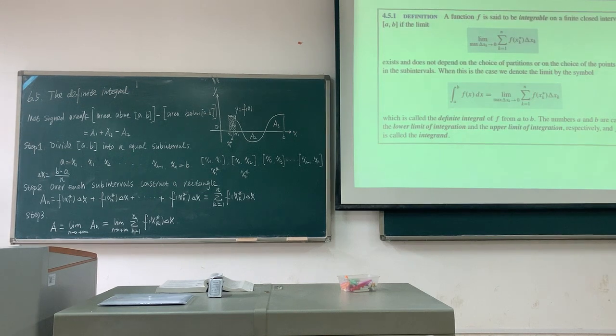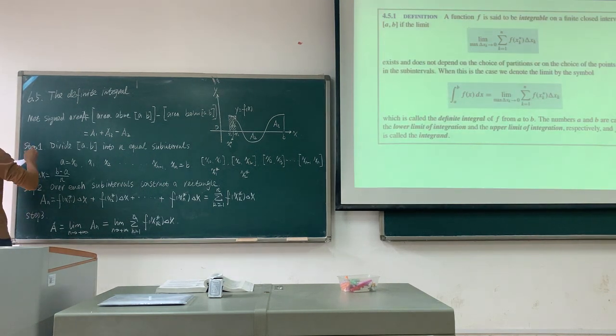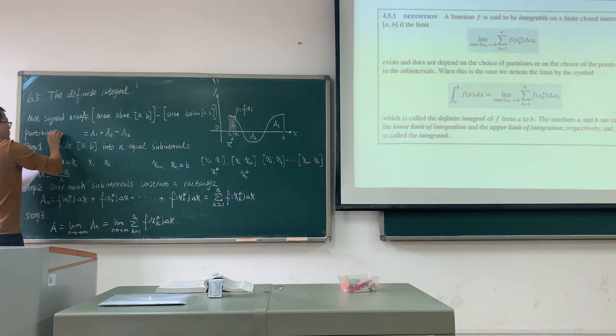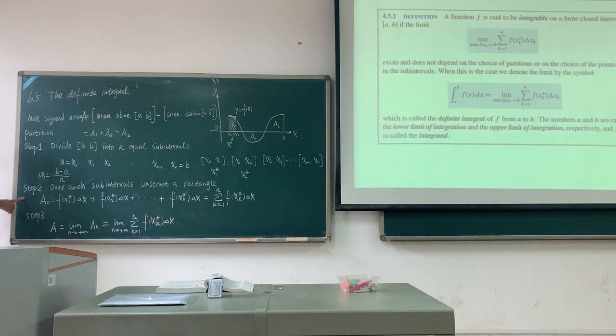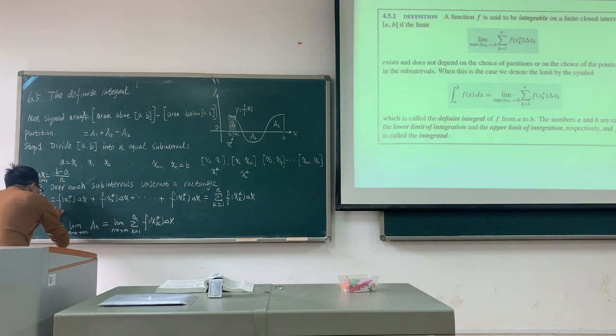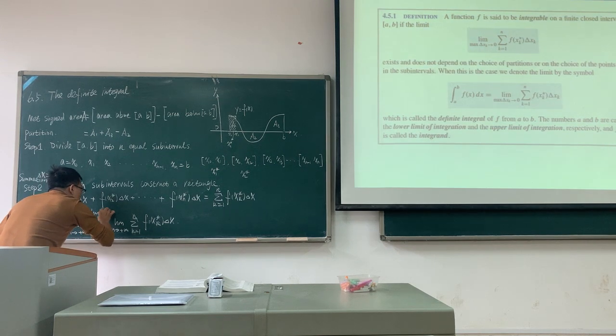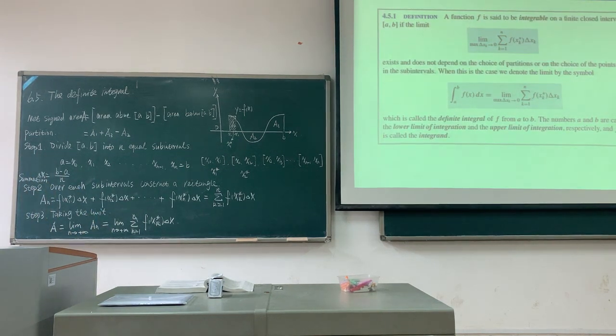So here this is the three steps. The first step actually has a name: it is the partition. So the second step is the summation. So the third step is take the limit. So here this tells us the third step to find the left side area.